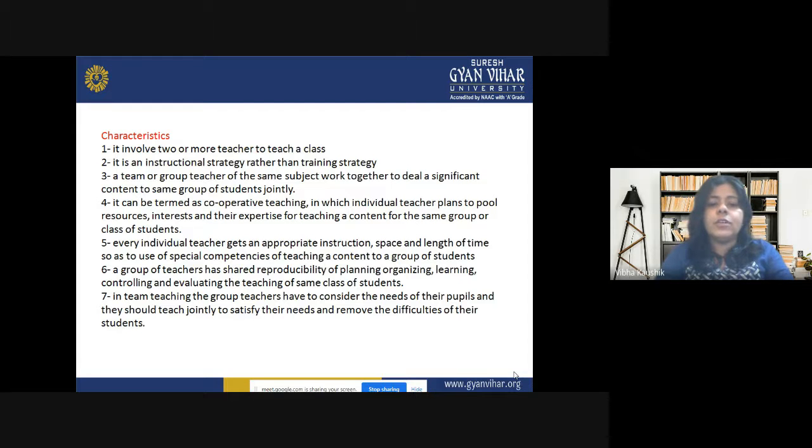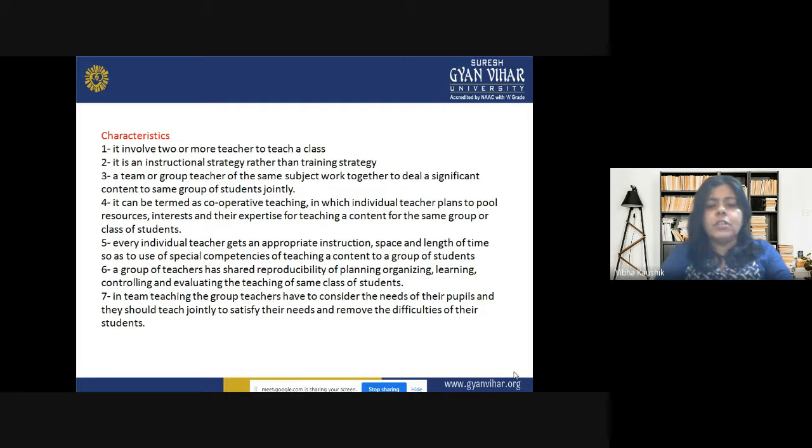Every individual teacher gets an appropriate instruction. Means every individual teacher who is involved in the team teaching gets appropriate instruction, space and length of time so as to use the special competencies of teaching a content to a group of students. A group of teachers has shared responsibility of planning, organizing the lesson plan, controlling and evaluating the teaching of the same class of students.